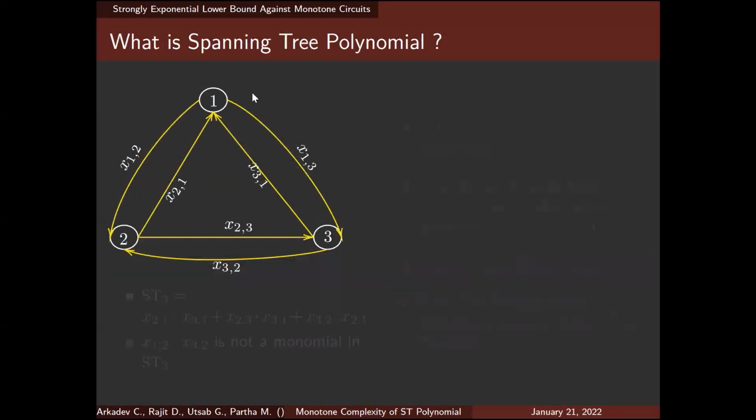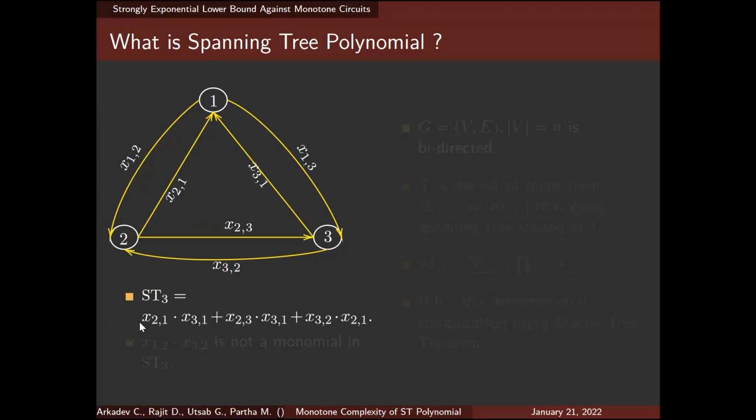So what is spanning tree polynomial? Informally, the spanning tree polynomial for a graph has all these monomials which represent spanning trees in that graph. But we are interested in a very special kind of spanning tree. Consider this graph on 3 vertices. The spanning tree polynomial for this graph is this following polynomial.